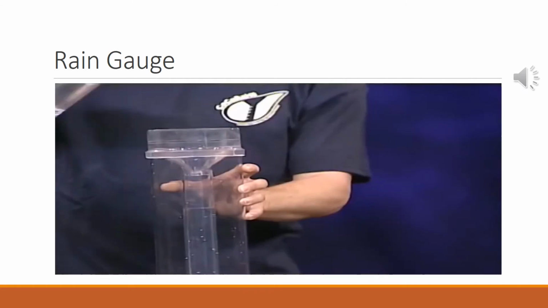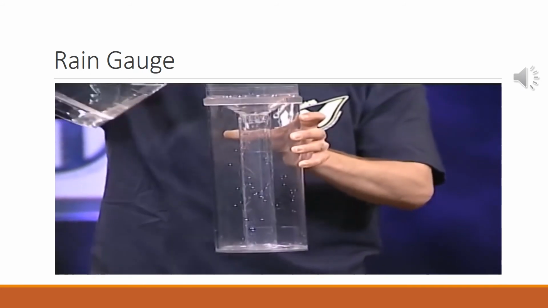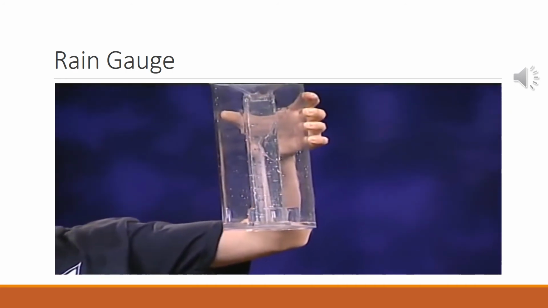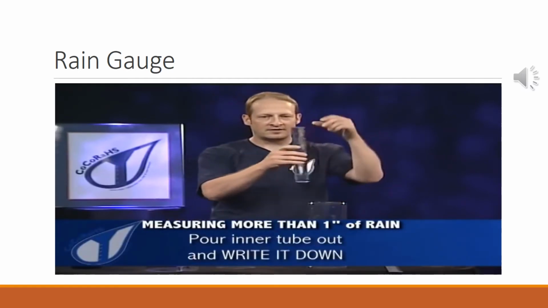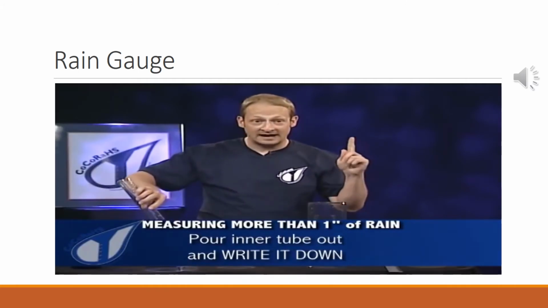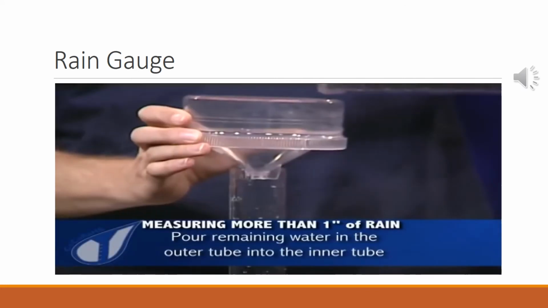Well, let's see. What's happening? Yes, it is overflowing. So how are we going to measure more than an inch? Well, the inner tube, like I explained, fills up to exactly 1 inch. And so we could pour this first inch out. We'll want to write it down so you don't forget. And now we'll pour the remainder back into the inner tube.